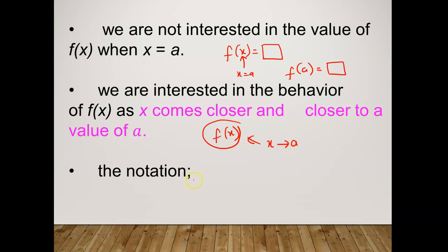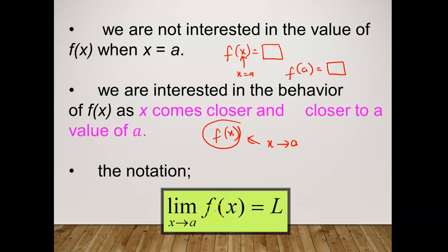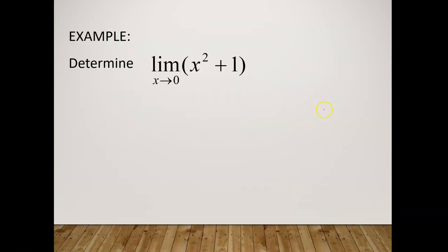The notation is we write it as limit f(x), x approaching a equals L. L is a constant value. So for example, limit of x squared plus 1, and we want to find it when x is approaching 0. Previously, you are given the function f(x) equals x squared plus 1 and find the value when x equals 0. So we just find f(0), which is 0 squared plus 1, and you get 1.